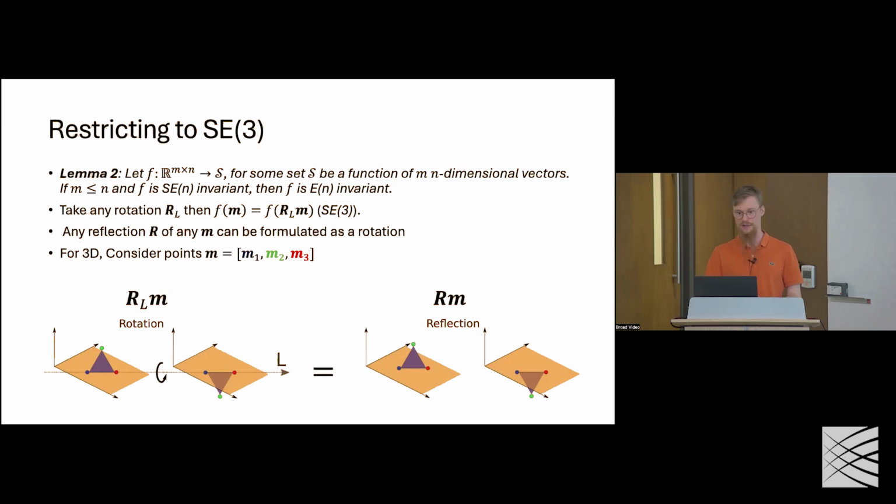And we can reflect them, but we're reflecting on this yellow plane, but the reflection is actually exactly the same thing as the rotation around now the line L here. So now if the function is SE3 invariant, it will also be E3 invariant for these 3 points. So this means that if we have just 3 points, you cannot get an SE3 invariant feature.